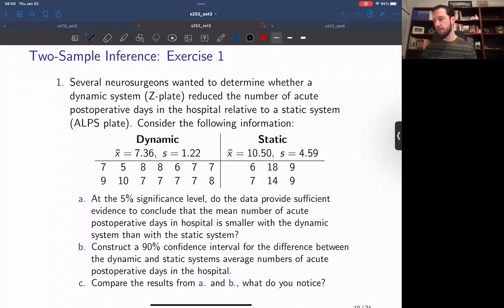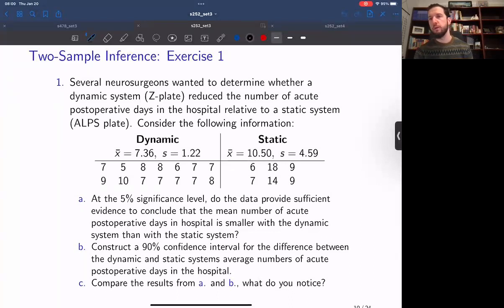Welcome to another edition of Stat 252. What we're going to do today is probably finish up lecture set number 3. We only have one full exercise and what remains of the exercise we started last class. Once we complete lecture set 3, we will move into lecture set number 4, which discusses one-way ANOVA.